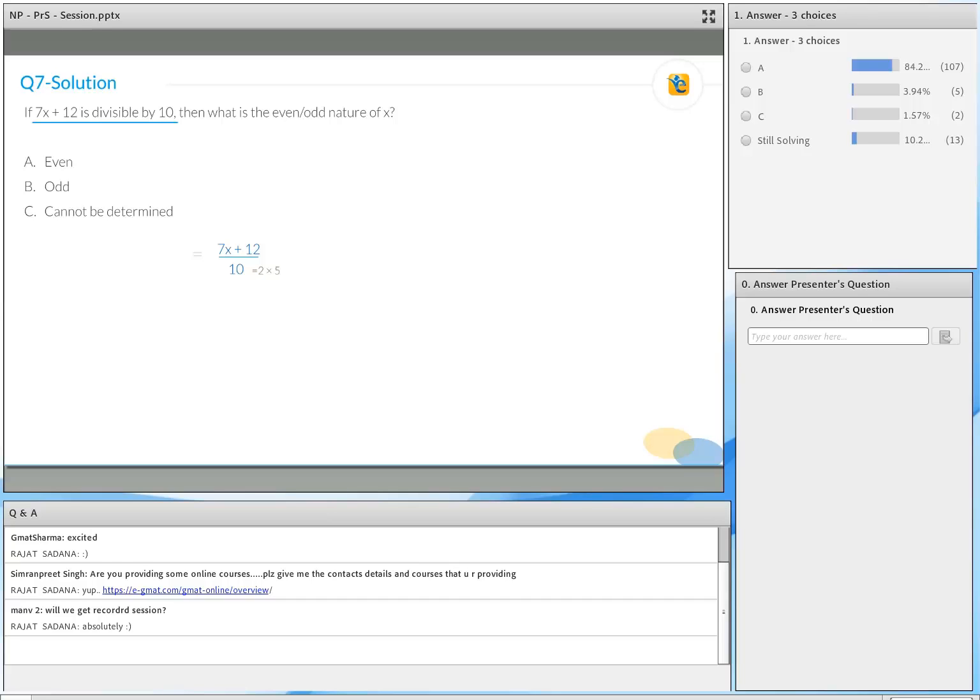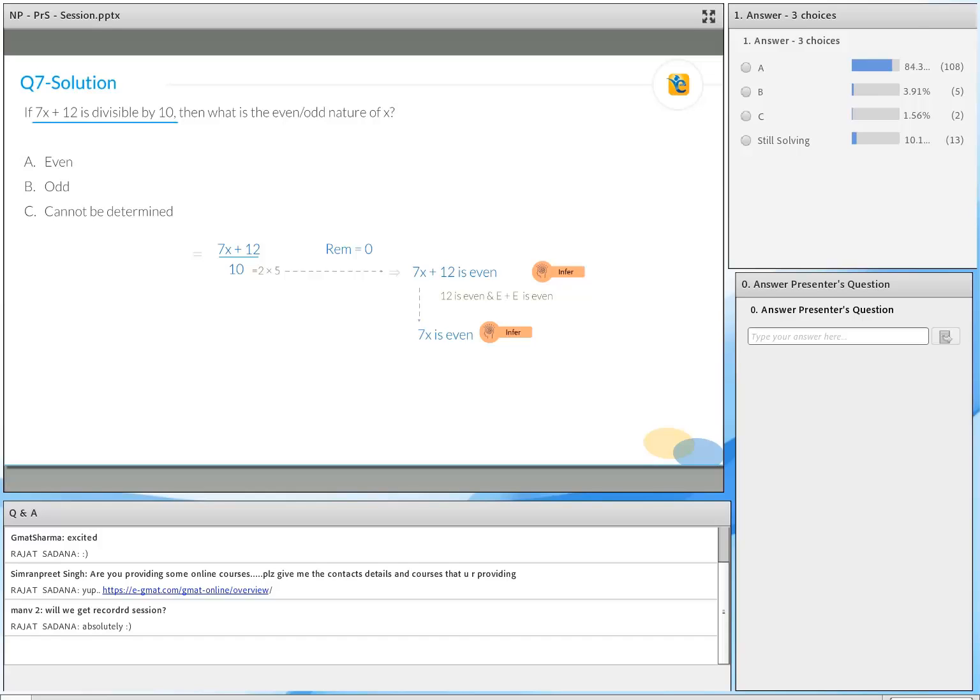Now, if 7x plus 12 is divisible by 10, we know that it's going to be divisible by 2 as well, right? Which means that it is even. So that's an inference that we have drawn, okay? Now, if 7x plus 12 is even, and we know that 12 is even, and we know that even plus even is always even, which means that 7x has to be even.